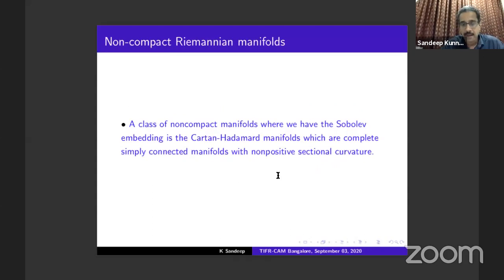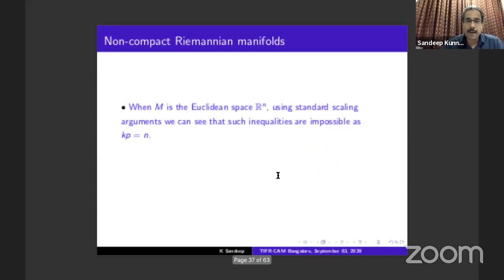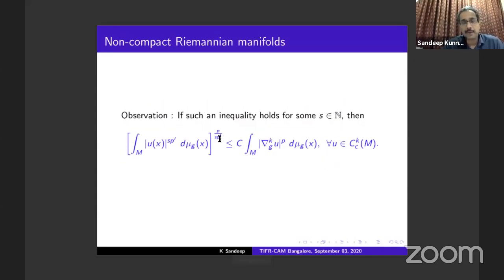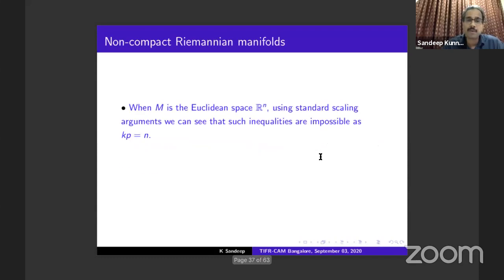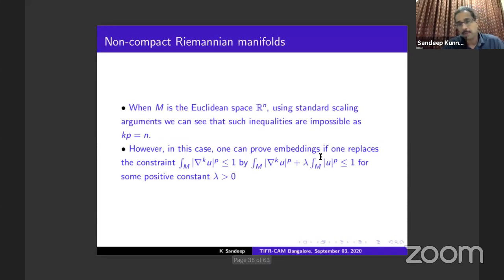Okay, now, so I mentioned these inequalities, and I told you that in general, if you want to prove this Adams inequality, you better look for manifolds where you have Sobolev inequalities.